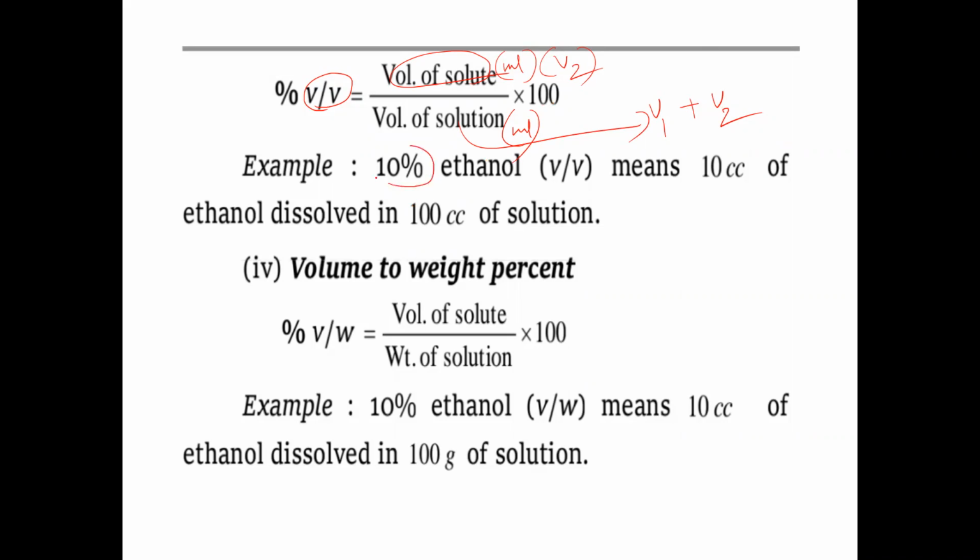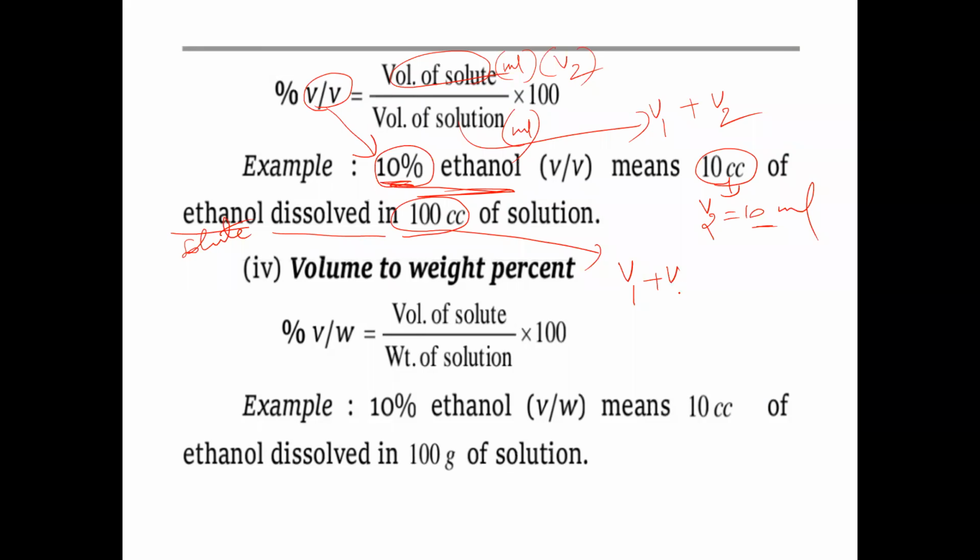And here 10% is given. 10% ethanol, meaning ethyl alcohol, means 10 ml. Ethanol is the solute, so V2, the volume of solute, is equal to 10 ml. This ethanol is dissolved in 100 ml solution. 100 ml solution means V1 plus V2 is equal to 100 ml, where V1 is the volume of solvent and V2 is the volume of solute. This total is the 100 ml volume of solution.